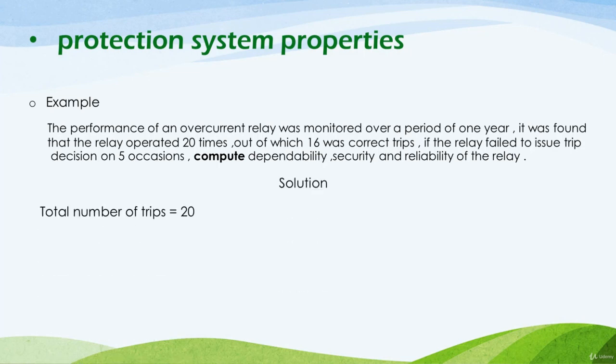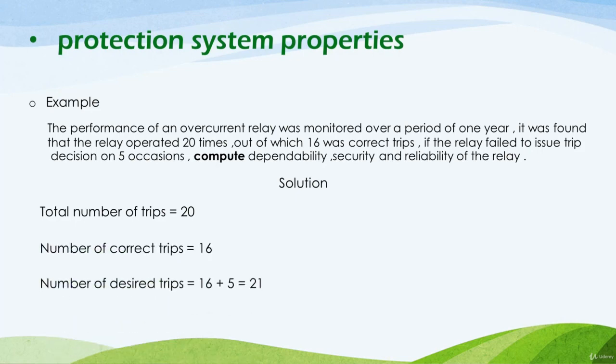We have a total number of trips equal to 20, and the number of correct trips among them is 16, and the number of desired trips equals 16 plus 5, because those 5 times are the times that the relay doesn't detect the fault or doesn't trip, but there was an actual fault. So those 5 times are added to the 16 correct trips. So the correct trips plus the 5 times that the relay had to trip. By adding those two numbers, we get the total desired trips.